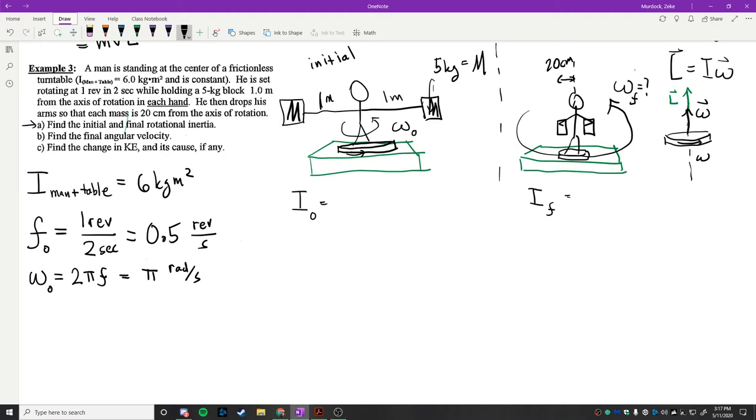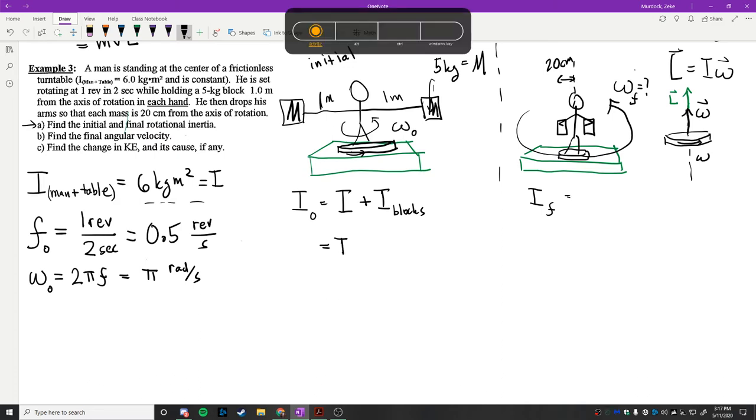So I would say that the initial moment of inertia is going to be equal to, let's call this I, just so I don't have to write this every single time. Let's just call that I. I'm going to say that the moment of inertia of the whole system here is going to be equal to that same moment of inertia of the man on the table plus the moment of inertia of the blocks, okay? Now, the moment of inertia of the man on the table is 6. We'll just leave that as I.